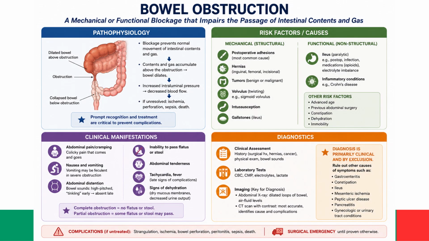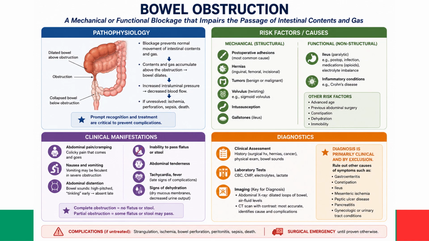All right, now let's talk about bowel obstruction. So this is one of the lower GI conditions where I want you to understand the sequence of what's happening physiologically, because once you understand that sequence, the manifestations and complications make much more sense. So a bowel obstruction means that intestinal contents and gas are unable to move normally through the intestine, and this can occur in either the small or large bowel.